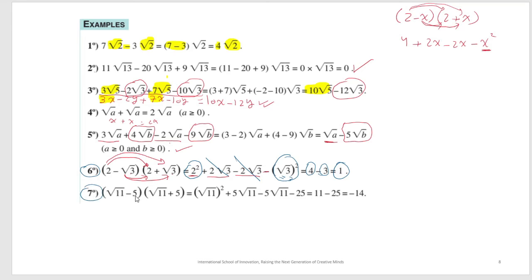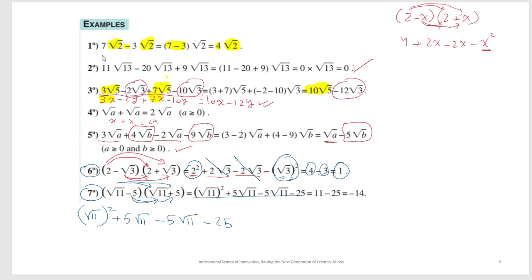Radical 11 minus 5 into radical 11 plus 5. How could we do it? We do radical 11 times radical 11, so let me do it here. Forget this one. Radical 11 times radical 11 is radical 11 squared. Radical 11 times 5 is 5 radical 11. Minus 5 times radical 11 is minus 5 radical 11. And minus 5 times 5 is minus 25.